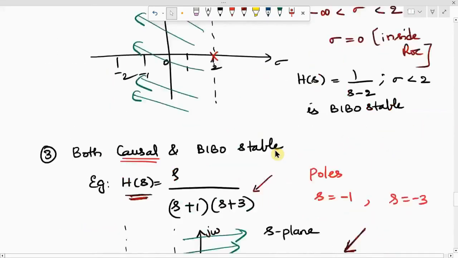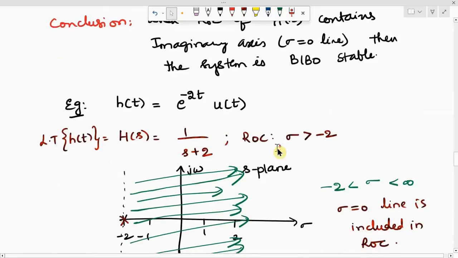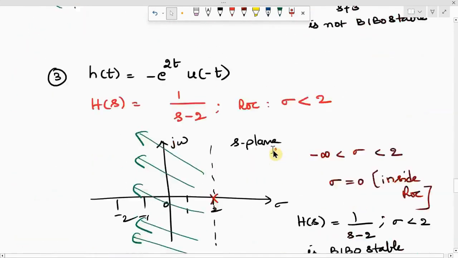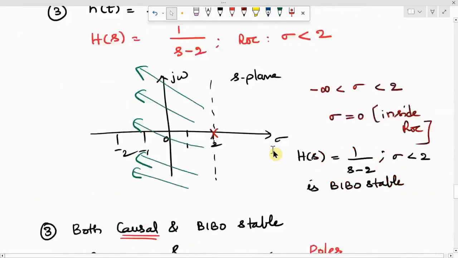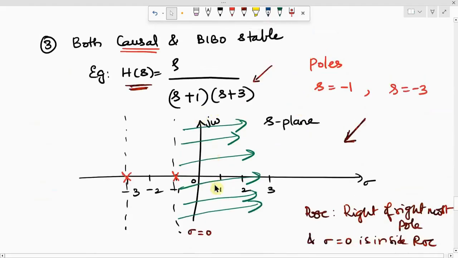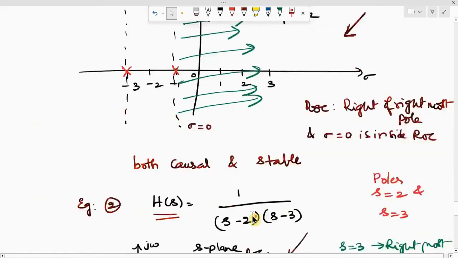So I have shown you more than one example, right? So here we see that, we'll start here. In the first example, the ROC is right of the rightmost pole and it is including the imaginary axis. That means if the transfer function is like this and its ROC is like this, then the system is both causal and stable. This is the conclusion we have drawn.